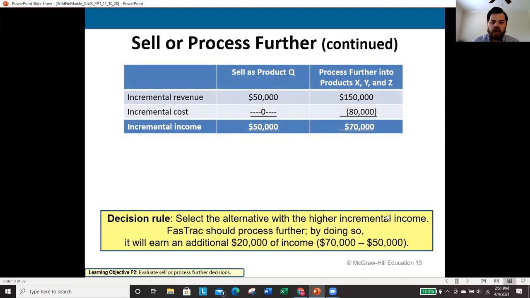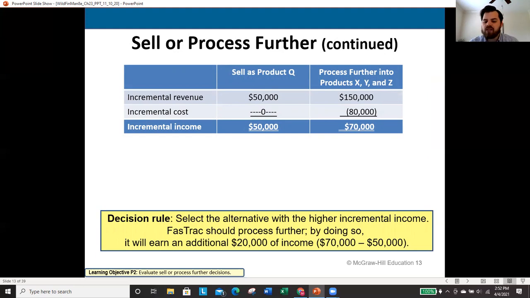And we now look at my other alternative. You'll notice my incremental revenue here is $150,000. But what we'll see then is that whenever I come through this process to generate this much higher revenue, it's going to cost me $80,000, giving me incremental income of $70,000.